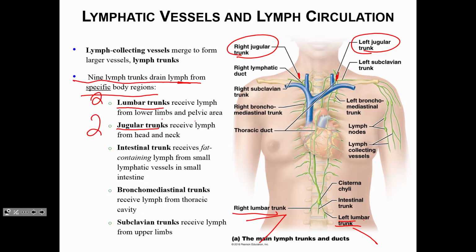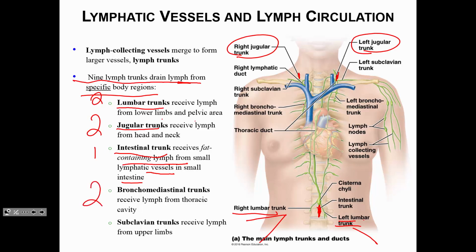All right, then you have the intestinal trunk. There's only one of these. Here's the intestinal trunk. It receives all the fat-containing lymph from the small lymphatic vessels in the small intestines. Remember, the small intestines have those lacteals, those specialized lymphatic vessels, and they're going to take all the dietary fats and absorb those. So remember, there's only one of those, and all of those are going to come right here into this intestinal trunk.